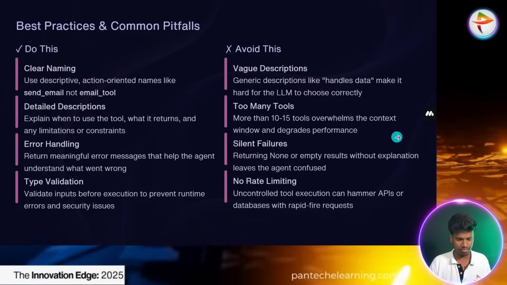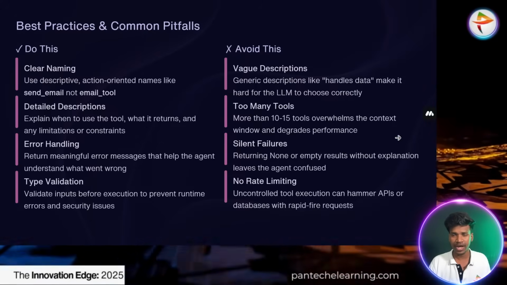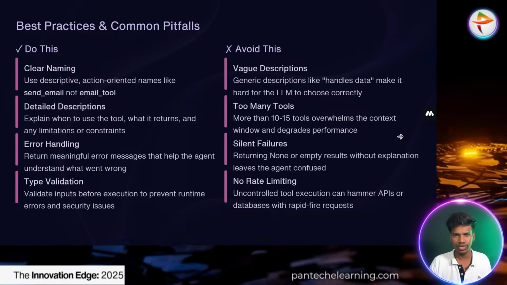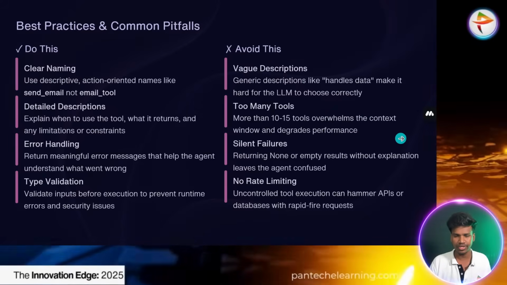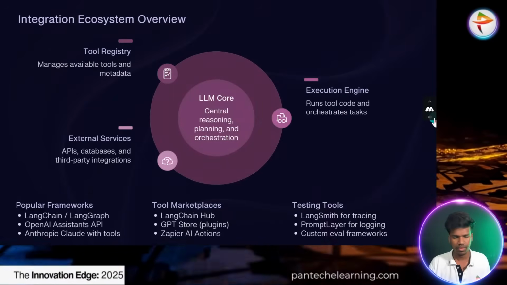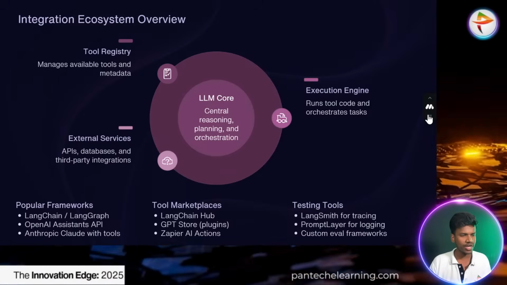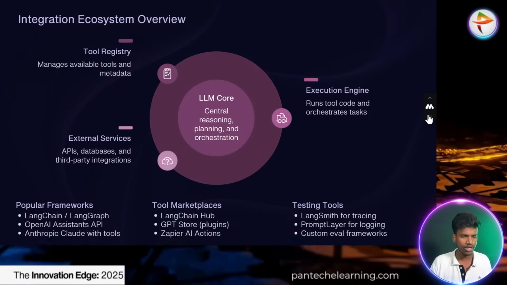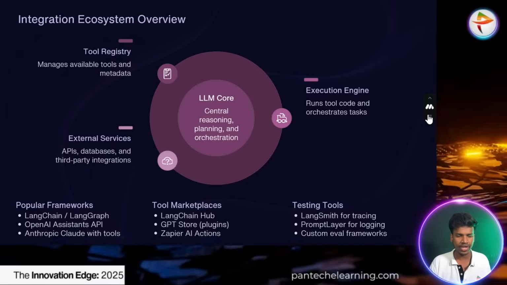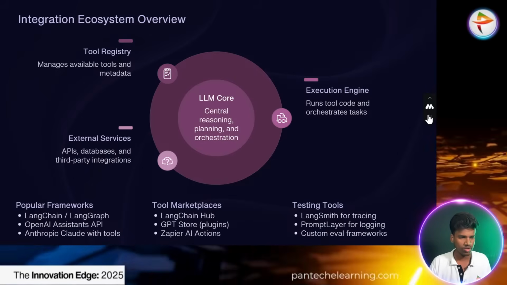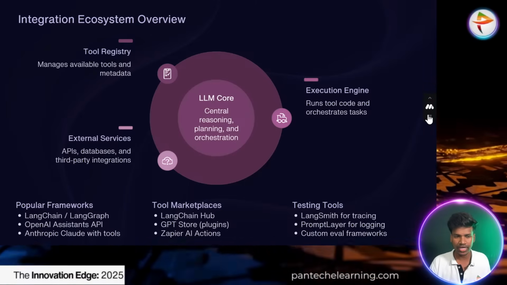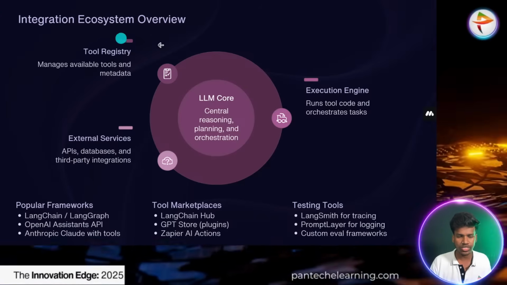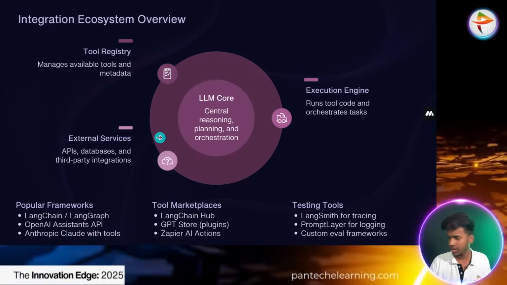And these are the best practices and common pitfalls of tool selection and tool integration. Next one, integration and ecosystem overview. Three things are important. First, the LLM core, the center of reasoning, planning and architecting. Followed by this, the key factors: tool registry, execution engine, and external services.